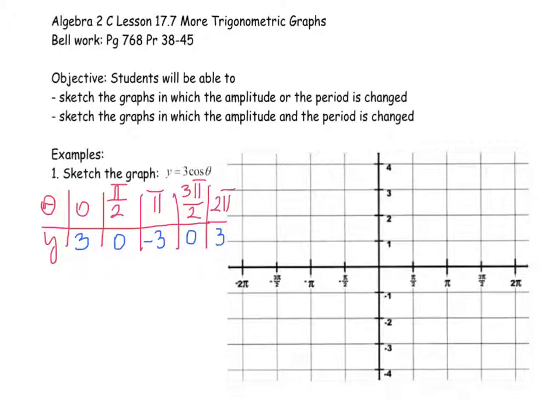So at 0, we have 3. And at pi over 2, we have 0. At pi, we have negative 3. At 3 pi over 2, we have 0. And at 2 pi, we have 3 again. So I'm just going to connect these points with a curve.